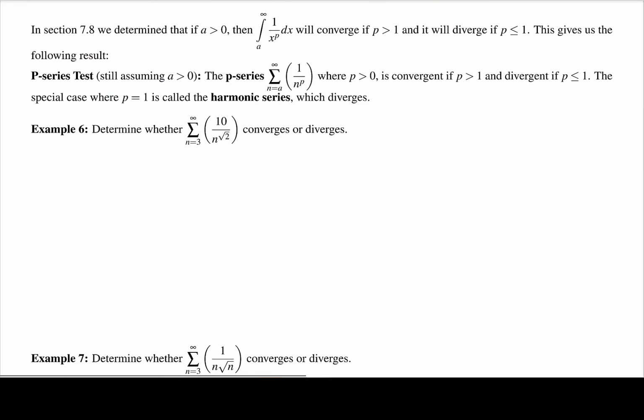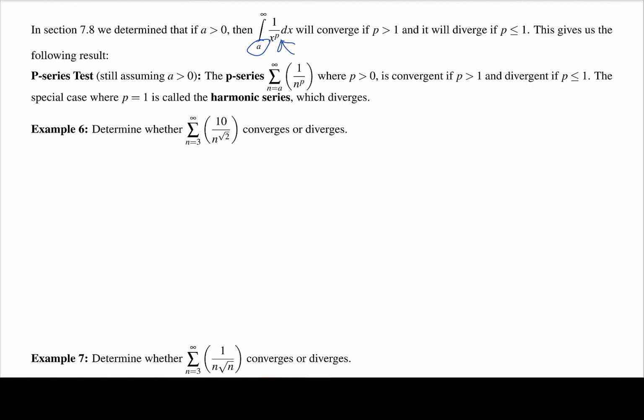Now, remember that in section 7.8, we determined that if this a value right here is greater than 0, then the integral from a to infinity of 1 over x to the p dx will converge if this exponent p is greater than 1. And it'll diverge if that exponent is less than or equal to 1. Well, now we can turn this into what we call the p-series test. And here, I'm still going to be assuming that the a value is greater than 0.